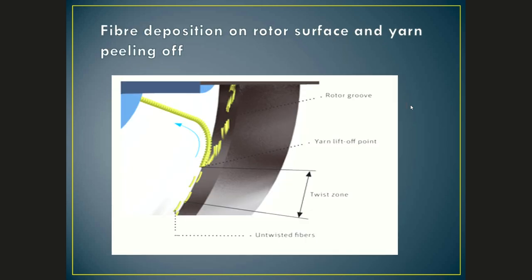Now this is the situation I was talking about: this is my rotor surface and this is my yarn tail. The fibers get individualized, they get deposited on the rotor surface, and then the yarn tail comes and takes the fiber into the yarn. That is how deposition and peeling takes place. Here you have to be very clear that the yarn tail speed has to be more than the rotor surface speed. First peeling has to take place, only then will you have a place for fiber deposition.